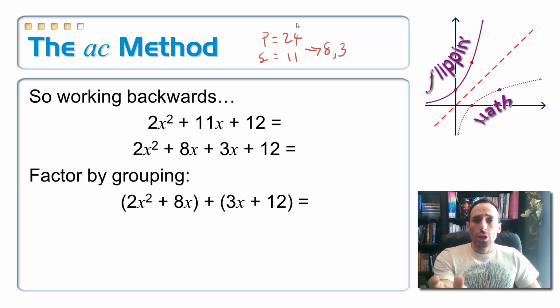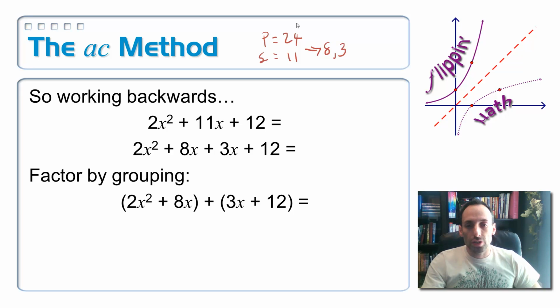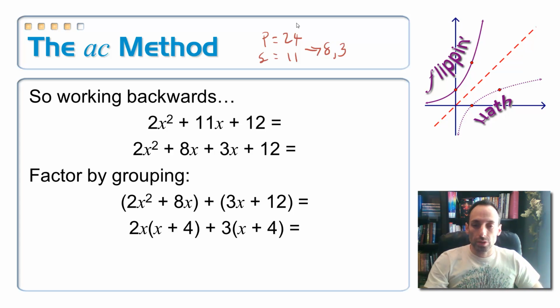The first set should have a GCF. It has a GCF of 2x. I'm going to pull that out. The second set should also have a GCF. This one has a GCF of 3. I'm going to pull that out. So this is what it looks like.